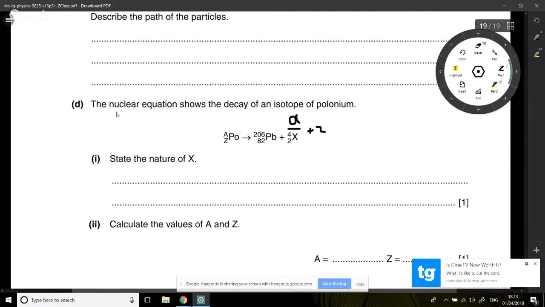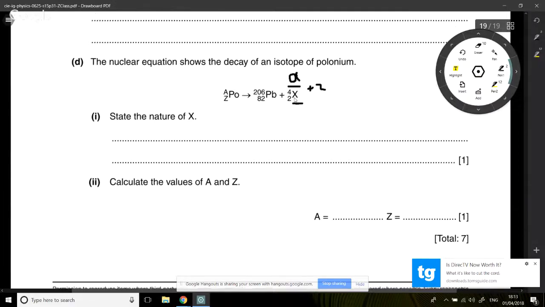Okay, then we've got a quick one on isotopes. The nuclear equation shows the decay of an isotope of polonium, and it asks to state the nature of X. Well, X is an alpha particle, so it's alpha decay, because this is basically the same as a helium nucleus, with the electrons stripped off. So you could say that X is a positively charged, +2 charged alpha particle.